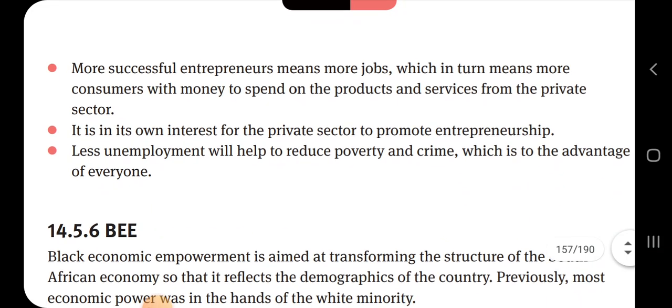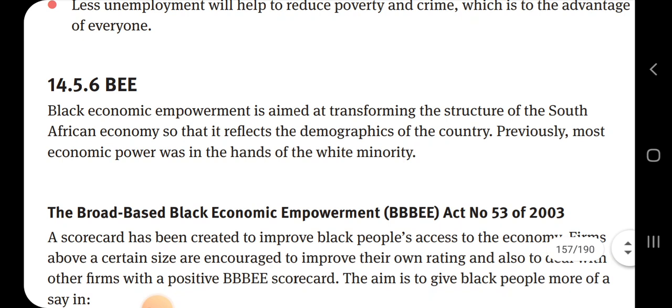And then the more successful entrepreneurs there are, the more jobs there are, which in turn means more consumers with money to spend on the products and services from the private sector. So it is in its own interest for the private sector to promote entrepreneurship, because when people are able to work, they will be able to buy your products. So if the government does not have jobs at the moment, starting your own business is a way to go. And then they also introduced Black Economic Empowerment.